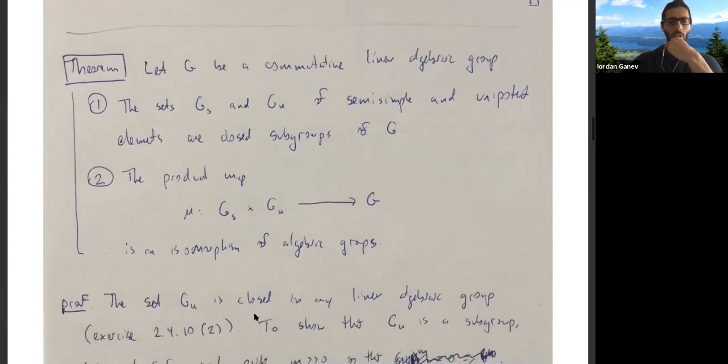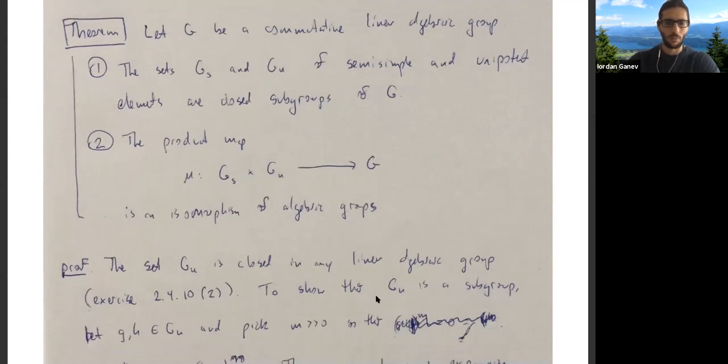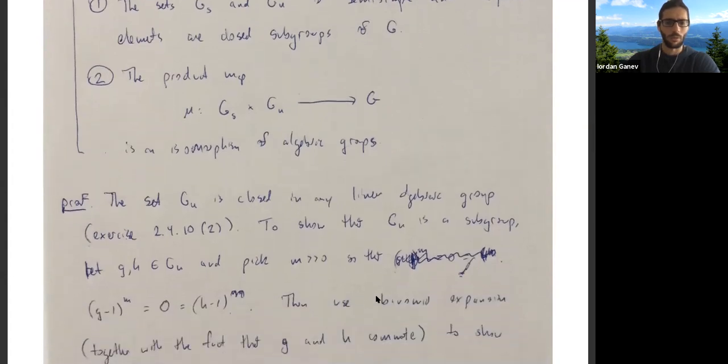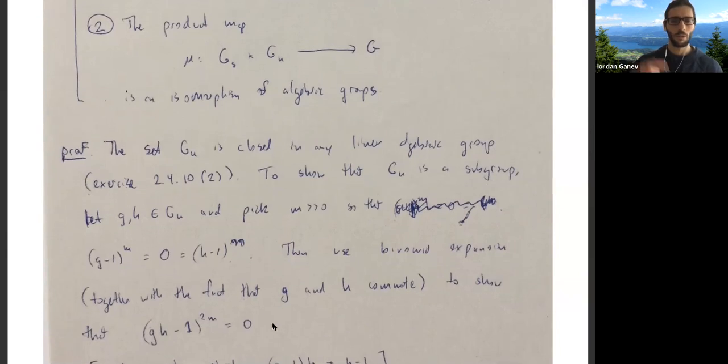As I said before, G sub U is closed in any linear algebraic group. That's something you guys can show. And we need to show that it's a subgroup. We saw a variant of this argument before. Let's take two elements g and h that are unipotent, and we can take an m large enough so that (g minus 1) to the m is equal to 0, as is (h minus 1) to the m. This is just the definition of being unipotent: g minus 1 is nilpotent. And then we use binomial expansion to show that (gh minus 1) to the 2m is equal to 0. We can use the binomial formula because they commute, so everything's fine.